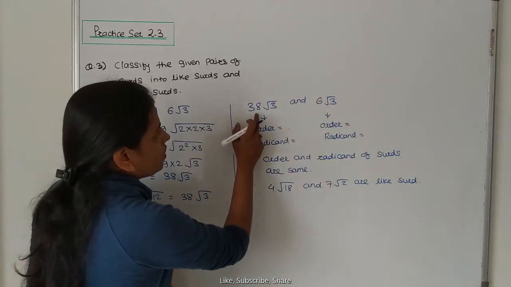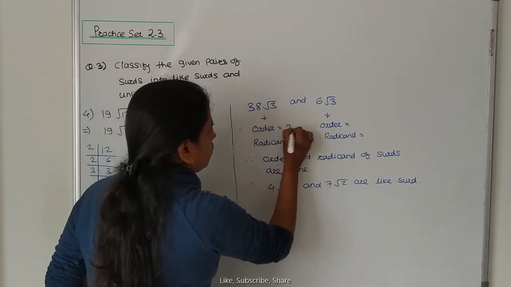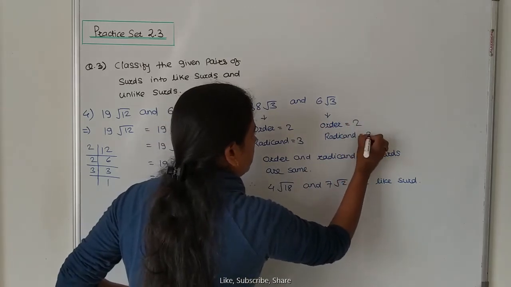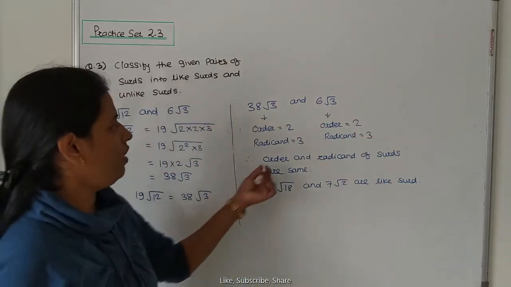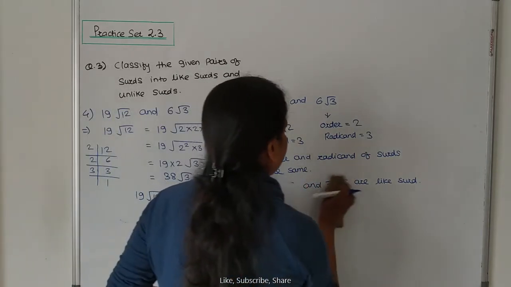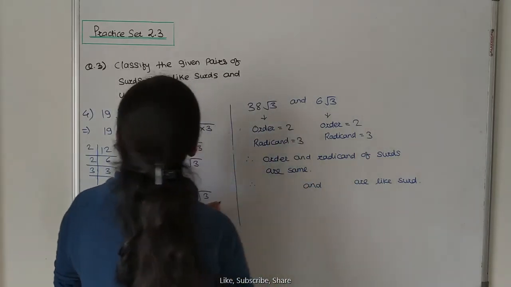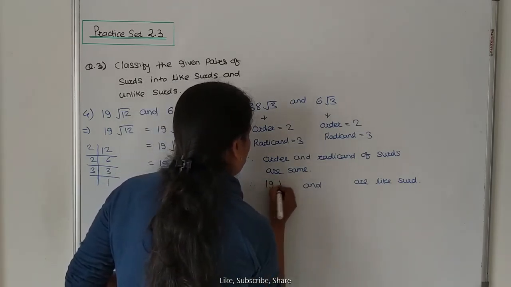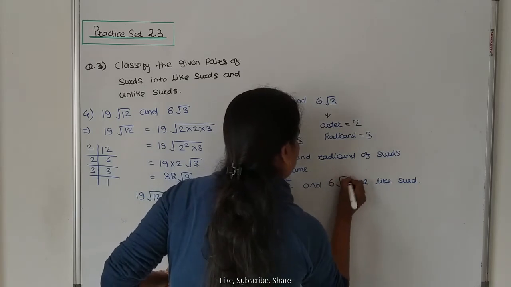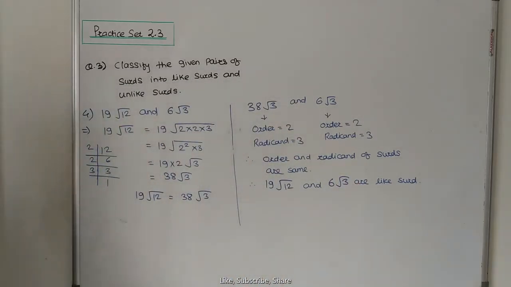So what is the order of this surd? That is 2. Radicand 3. Order of this one 2, radicand 3. So therefore what we have to write? Order and radicand of surds are same. Therefore 19 root 12 and 6 root 3 are like surds because the order and radicands of both surds are same. Okay. If you want to write this, take the screenshot of it.